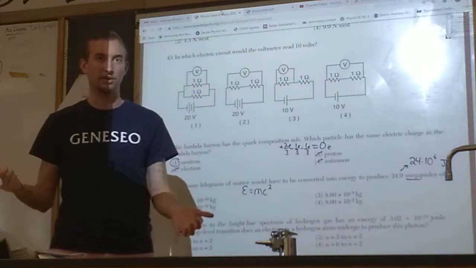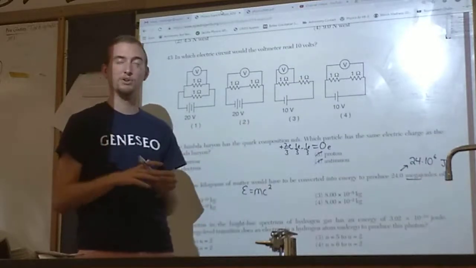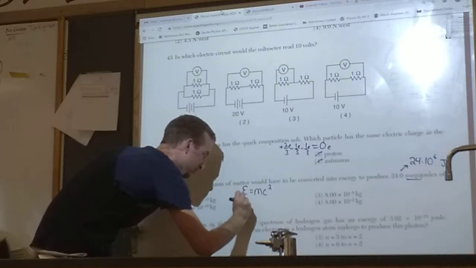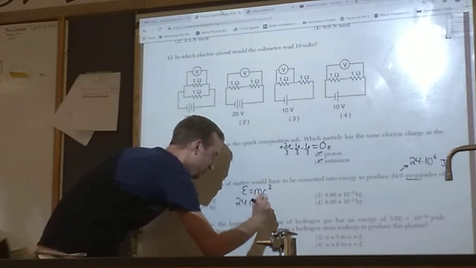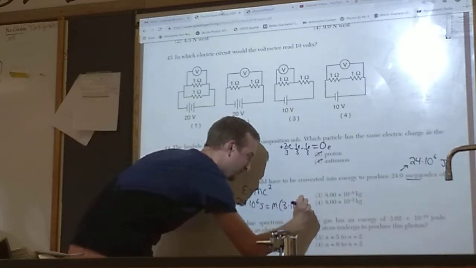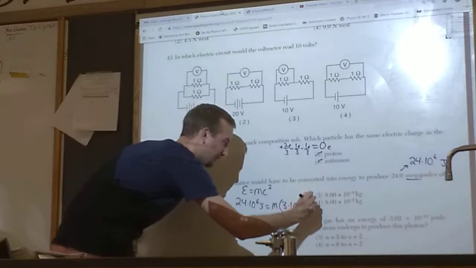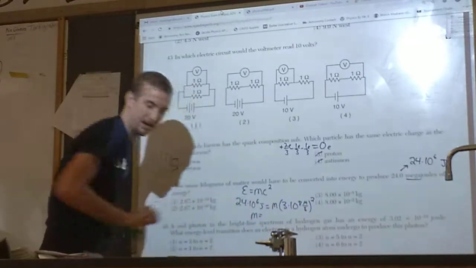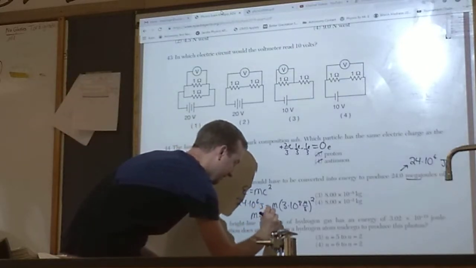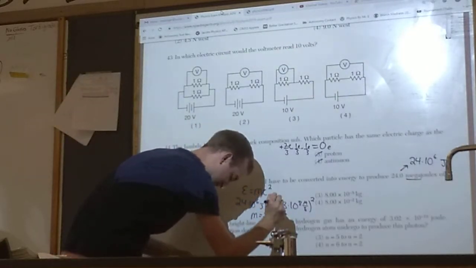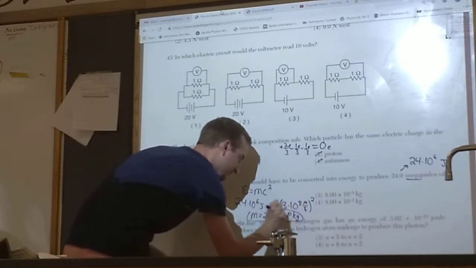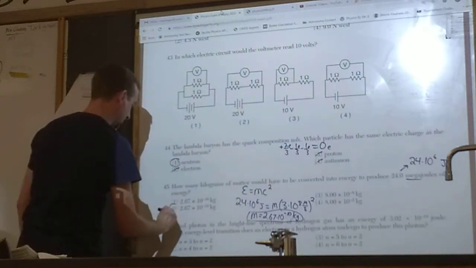It doesn't really matter. Calculators can deal with 24 times 10 to the 6th, absolutely no problem. We plug that in for the energy: 24 times 10 to the 6th joules equals m, and please remember that c is squared in this equation, 3 times 10 to the 8th meters per second. I almost forgot right there. It's squared. And it works out that the mass is equal to 2.67 times 10 to the negative 10 kilograms, which conveniently is choice number 2.